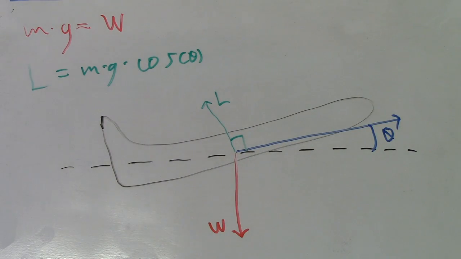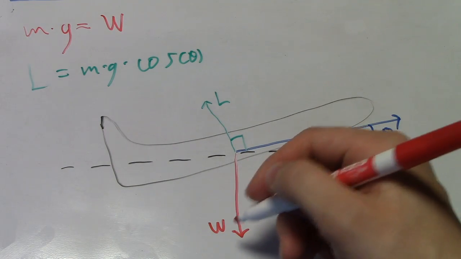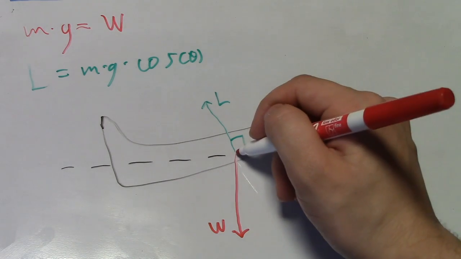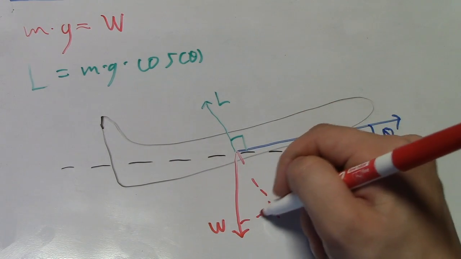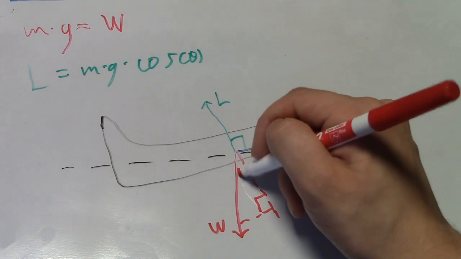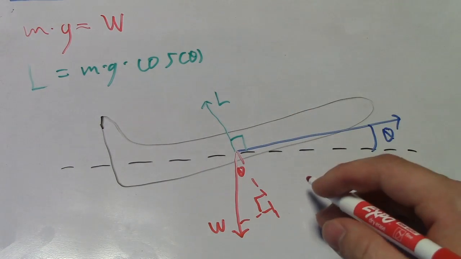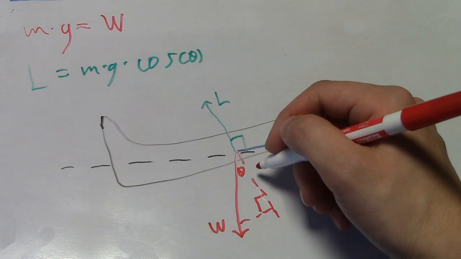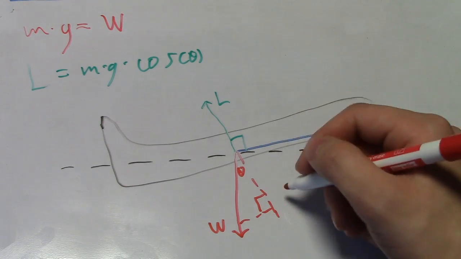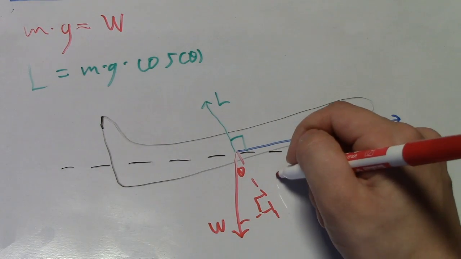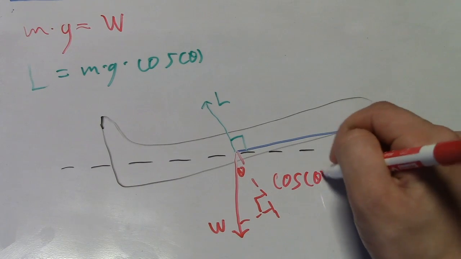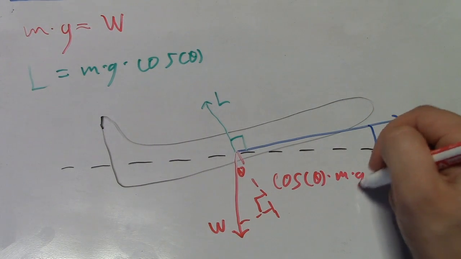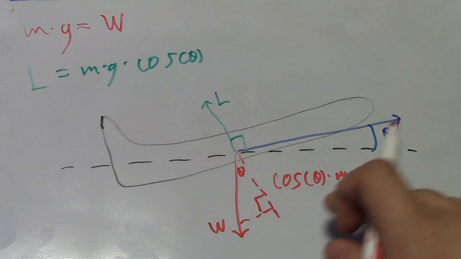Now, we can actually split this weight force into components. And in doing that, we form a right triangle with an angle of theta here. Now, we can figure out the length of this side of the triangle using trigonometry. And that is the cosine of theta times the weight, or mass times gravity, because they're the same, of the airplane.